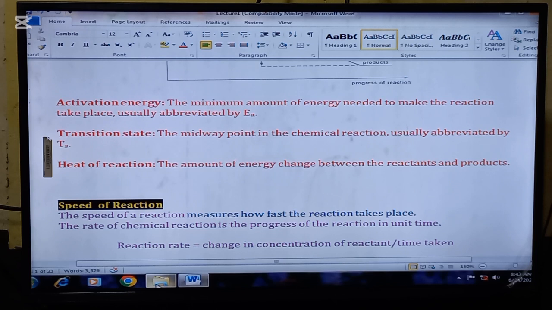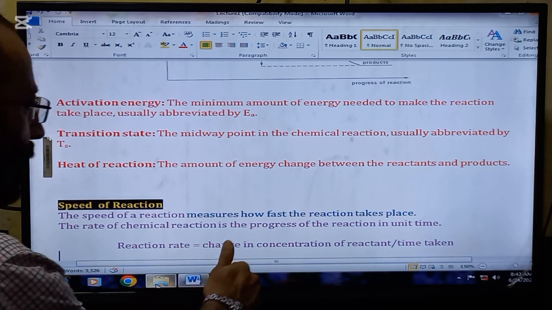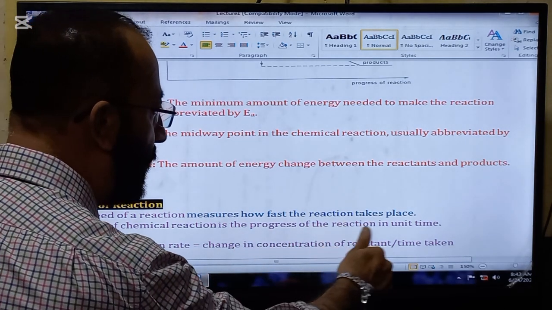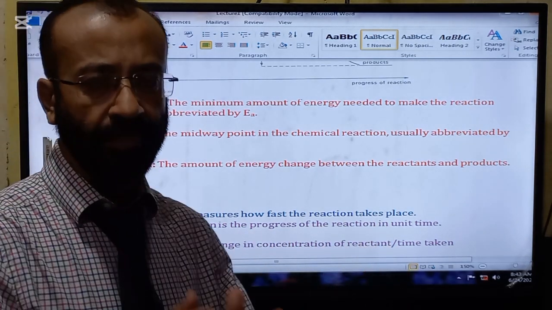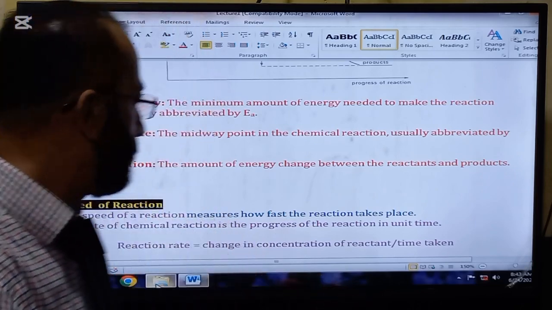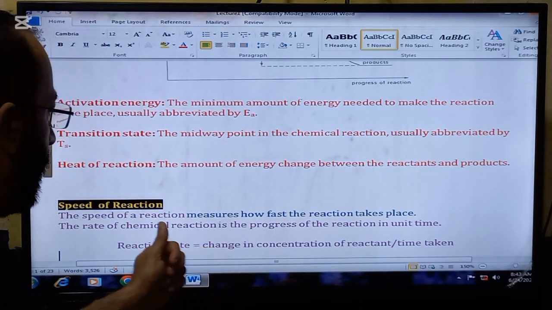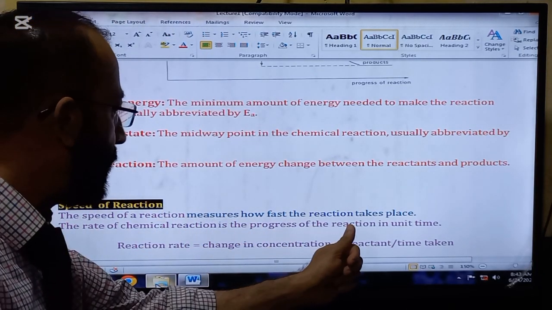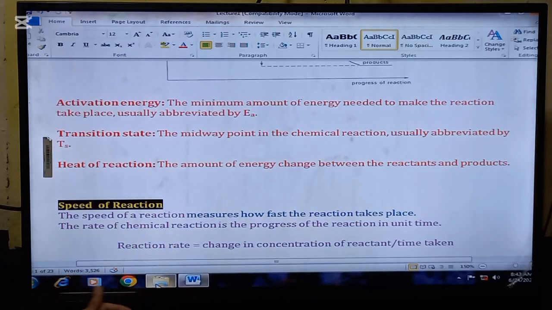Next thing which we are going to read is speed of reaction. The speed of a reaction measures how fast the reaction takes place. This is called speed of reaction.